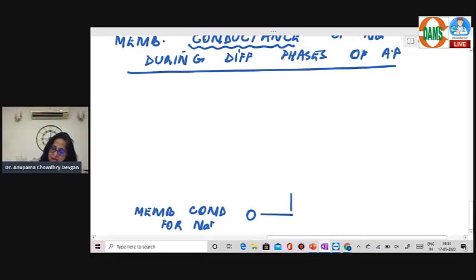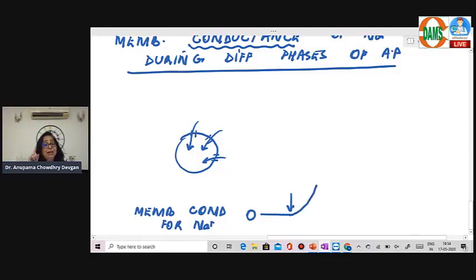Then when I give a stimulus, there is opening of voltage gated sodium channels. If I open up these voltage gated sodium channels, there is going to be influx of sodium. So what is going to happen to the membrane conductance for sodium? Increases. Membrane conductance increases for sodium. And please remember, because of increased conductance for sodium, there is going to be gain of positive charge.